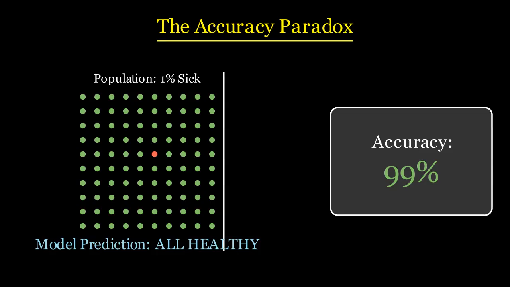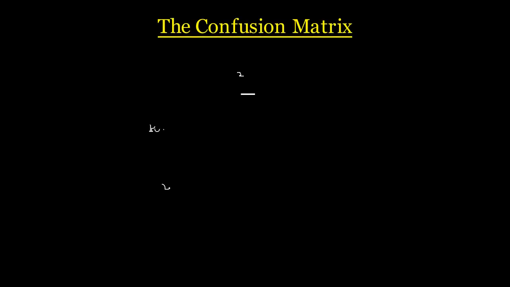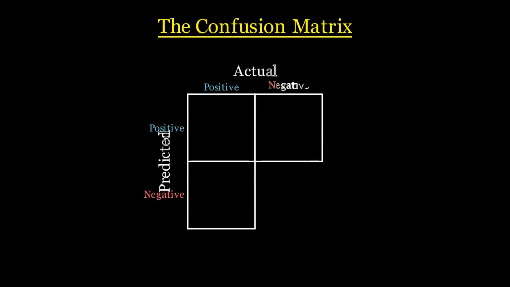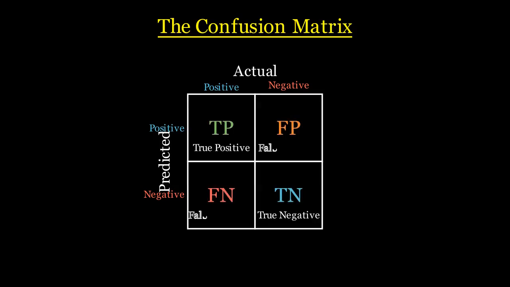To move beyond simple percentages, we use the confusion matrix. This is a 2x2 table that cross-references actual values with predicted values. It consists of 4 quadrants: true positives, TP, people with the disease correctly identified; true negatives, TN, healthy people correctly identified; false positives, FP, healthy people wrongly flagged as sick; and false negatives, FN, sick people wrongly flagged as healthy. These 4 numbers are the building blocks of every advanced metric in machine learning.